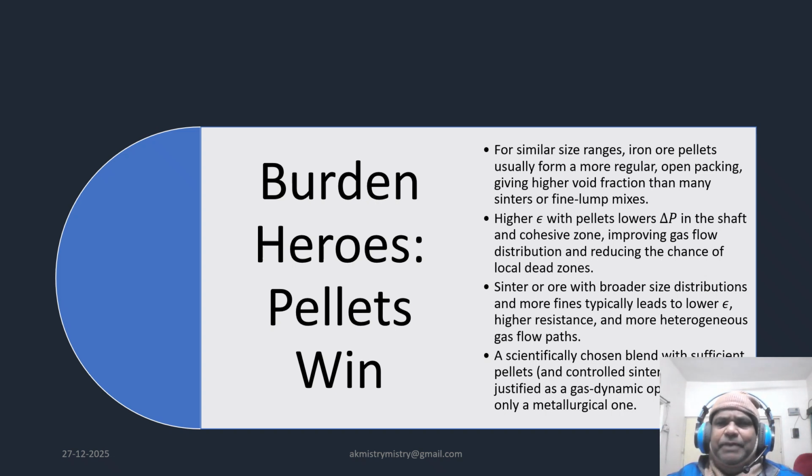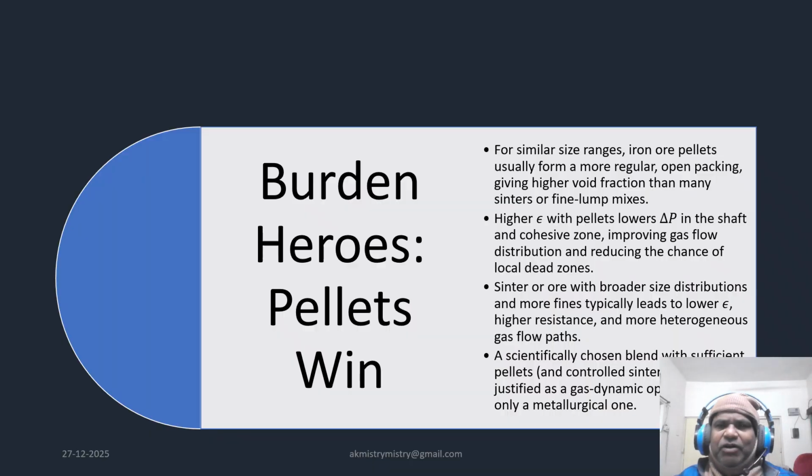On this slide, we connect epsilon to our choice of burden, especially pellet versus sinter. Iron ore pellets, when produced with a narrow size range and good sphericity, tend to form a more regular open packing. This naturally gives a higher void fraction compared with sinter or lump ore that contain more irregular shapes and more fines. A higher epsilon with pellets reduces the pressure drop in the shaft and near the cohesive zone, so the gas can distribute more uniformly and reach the ore layer more effectively.